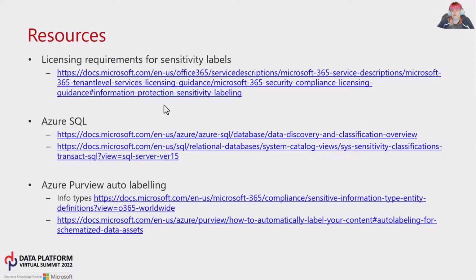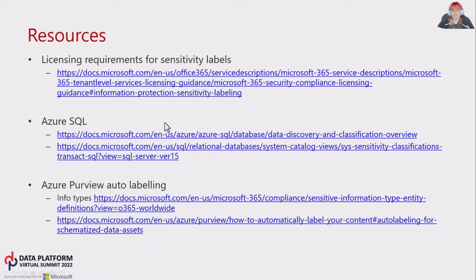So if you decided tomorrow that you're going to roll out for the finance workspace a particular sensitivity label, then you can use the APIs to apply those labels as opposed to having someone going into each item and changing the sensitivity label.